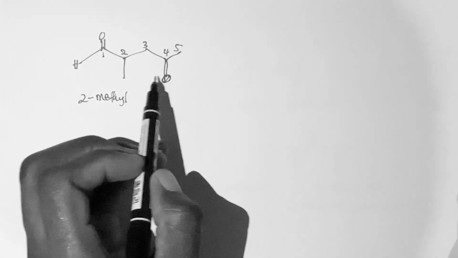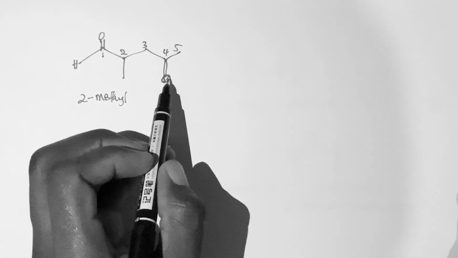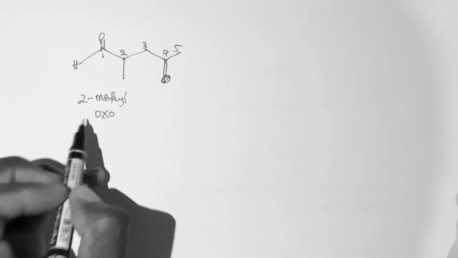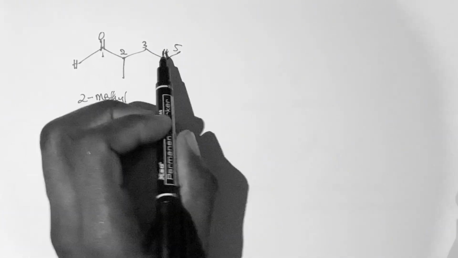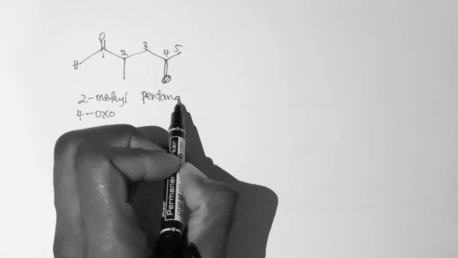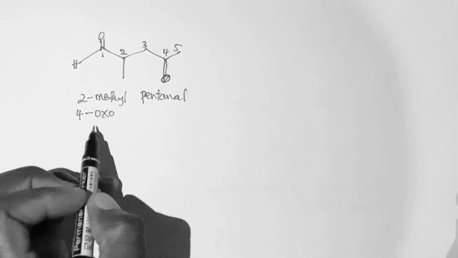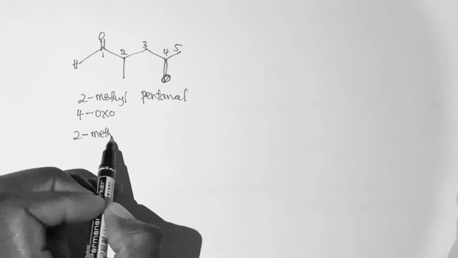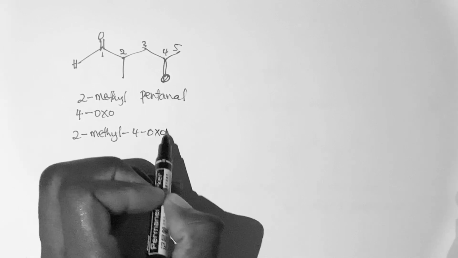Then the other part of the molecule, which is the carbonyl carbon that makes up the ketone, is named as an oxo substituent, and it falls on carbon number 4. So we have a 4-oxo. And we are talking about the case of 5 carbons, so this is a pentanal. And therefore, M comes before O, so a 2-methyl first, then 4-oxo pentanal.